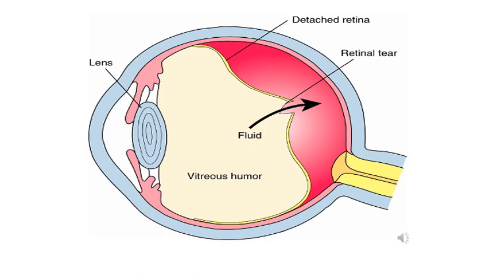So fluid accumulates between the layers as a result of the trauma or degeneration that causes the initial tear and the detachment. So all of that fluid you can see goes in, and what would you expect to happen? Well, there's going to be an increase in intraocular pressure.